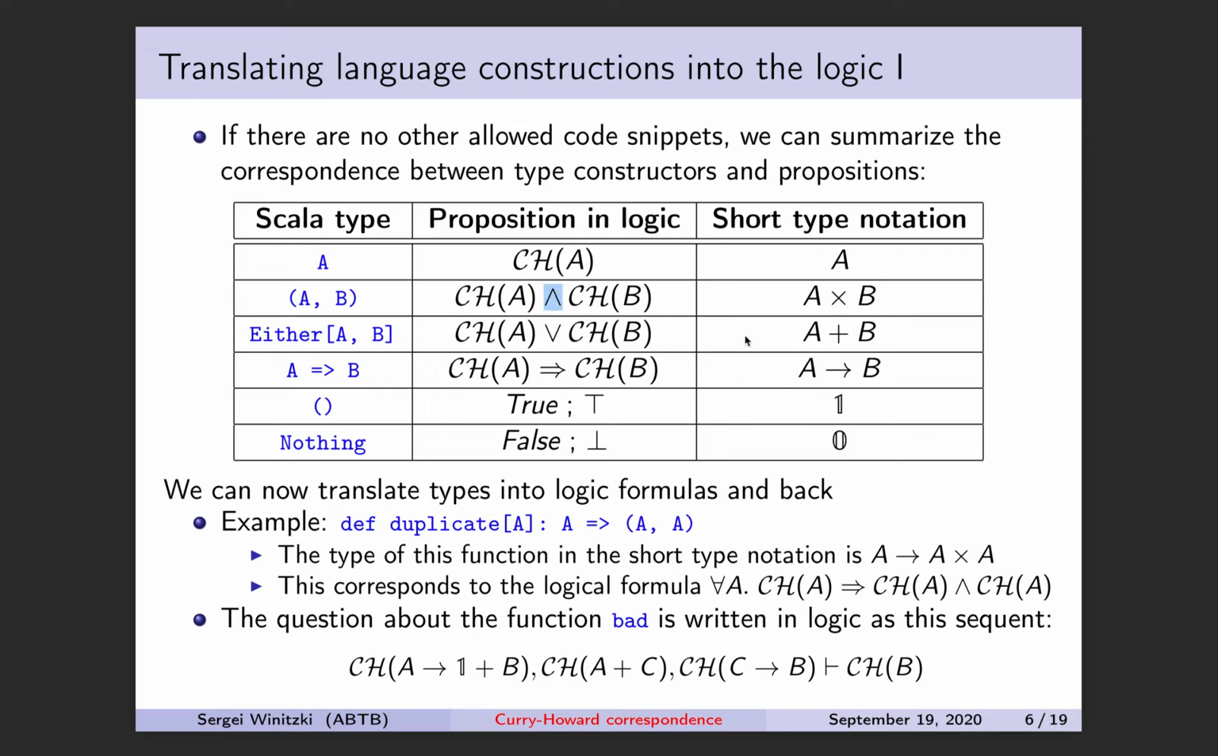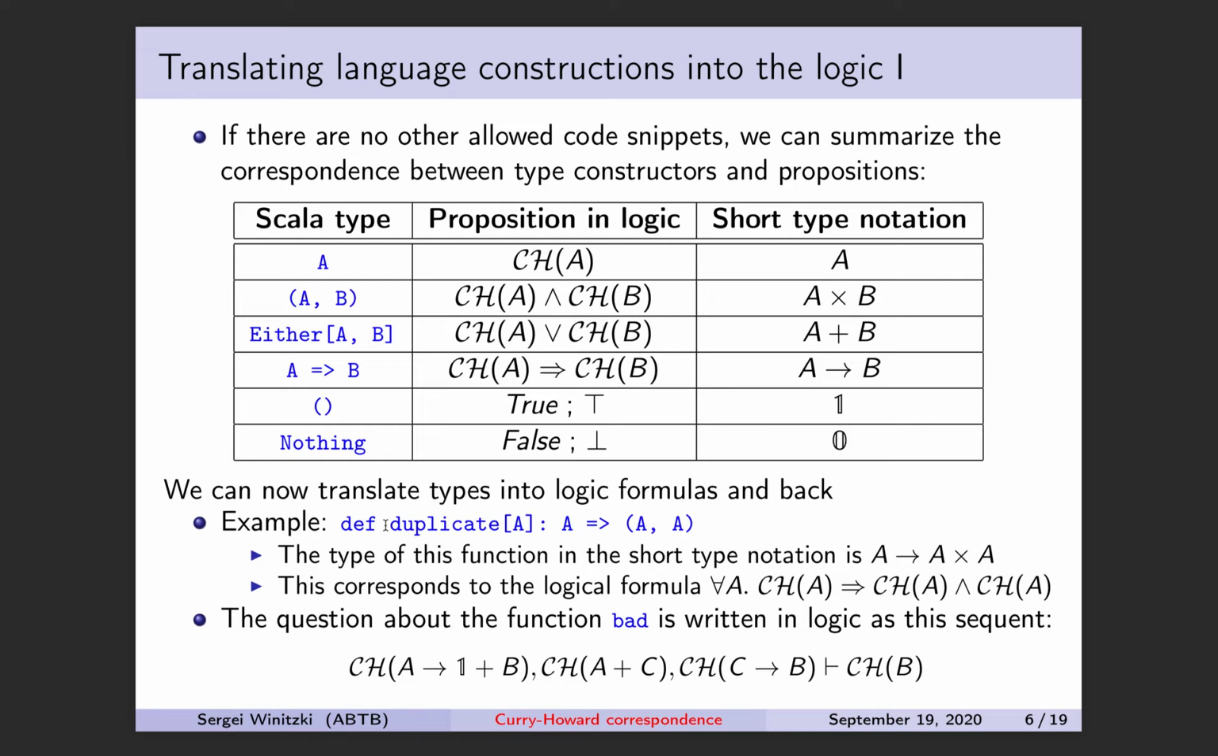Instead of logical AND, I write this kind of multiplication symbol, the cross product or Cartesian product in mathematics. Instead of disjunction, I write the plus. And instead of implication, I write a simple arrow, not a double arrow, just easier to write when writing by hand. Instead of true, I just write this 1 with double line. Instead of false, I write this 0 with double line. So now we can translate types into logical formulas and back.